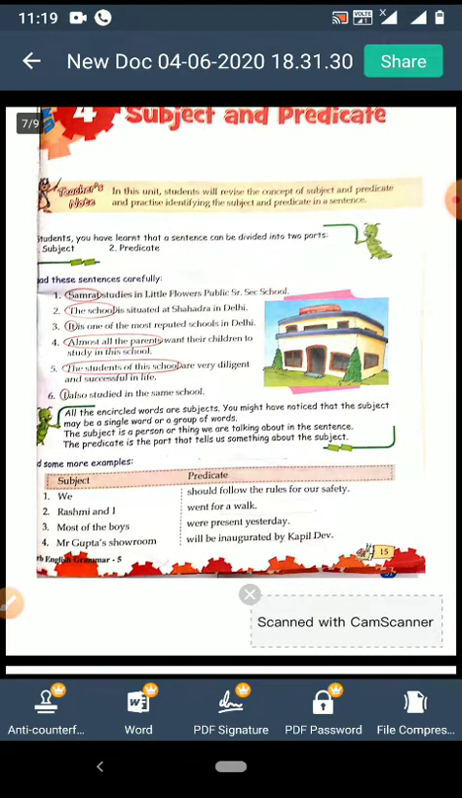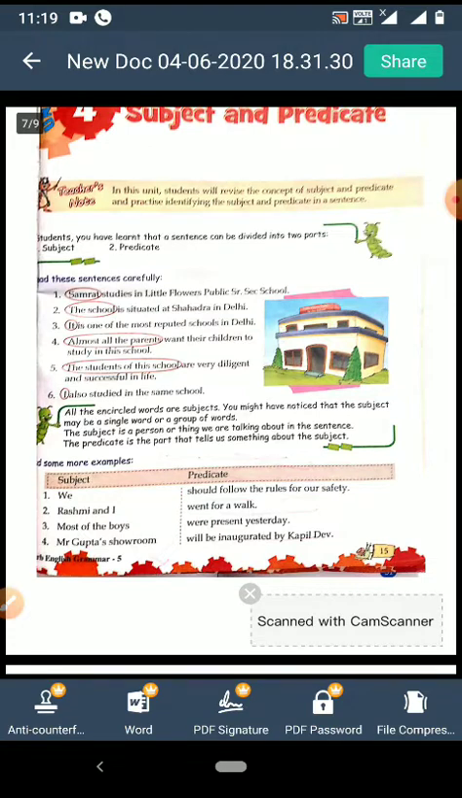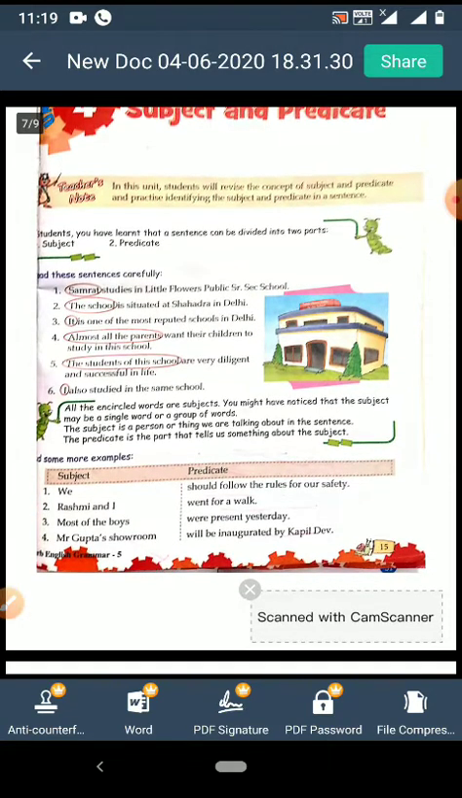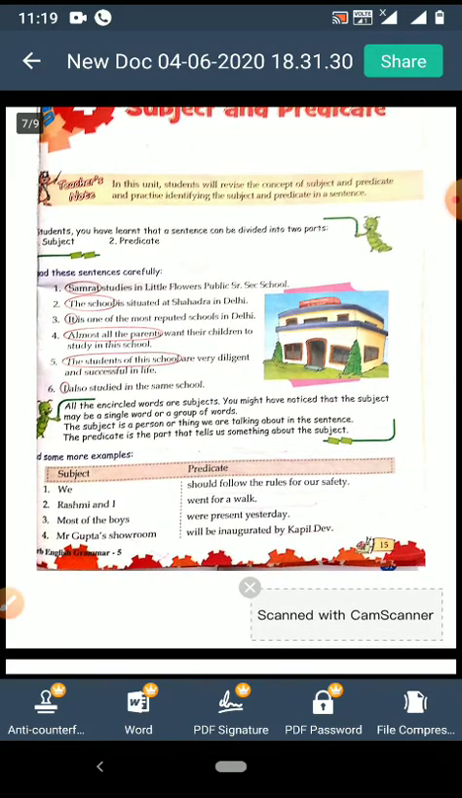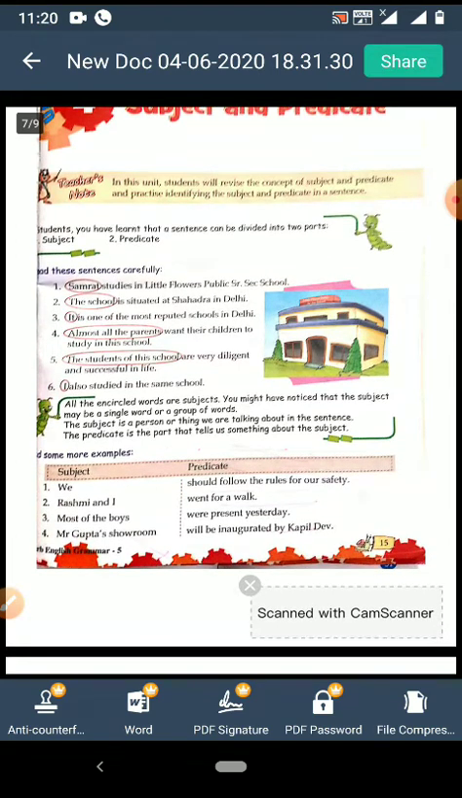Second, Rashmi and I went for a walk. Who went for a walk? Answer would be Rashmi and I. So, Rashmi and I is the subject, while went for a walk is the predicate.